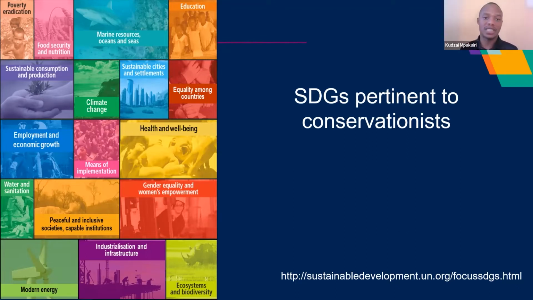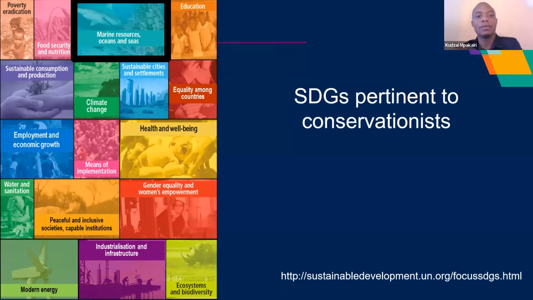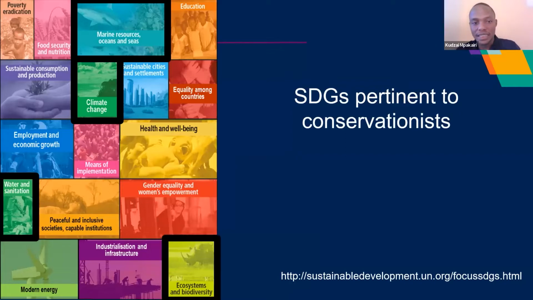In terms of the sustainable development goals that are there, some of the pertinent ones are of interest to conservationists. Every goal is important to conservationists, I must say, but there are some goals that are very pertinent to conservationists, that include marine resources, oceans and seas, climate change, water and sanitation, and ecosystems and biodiversity. These are some of the issues that we talk about each and every day in the conservation field.